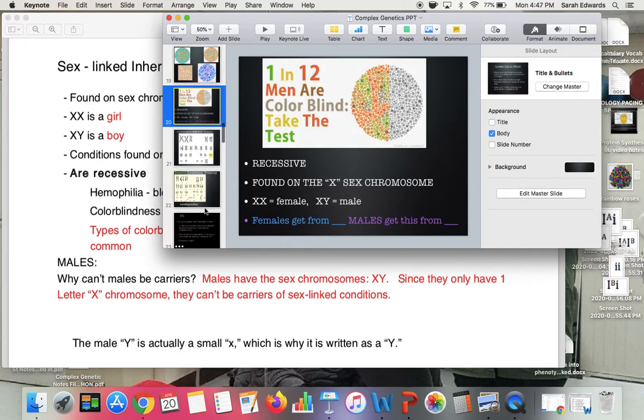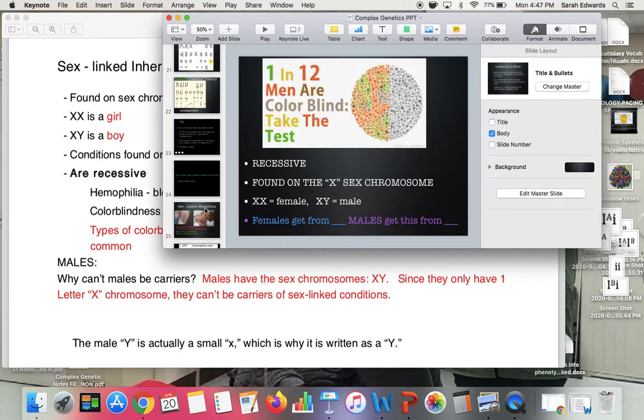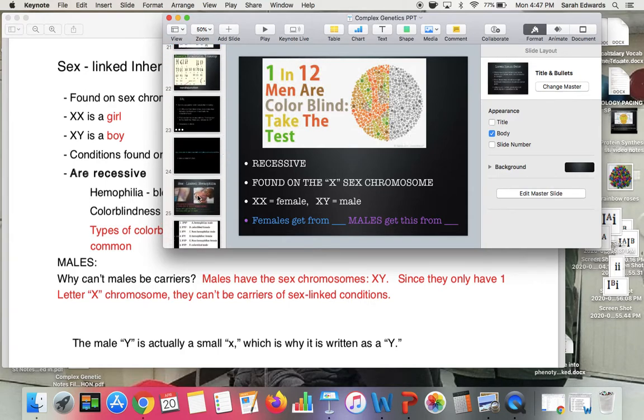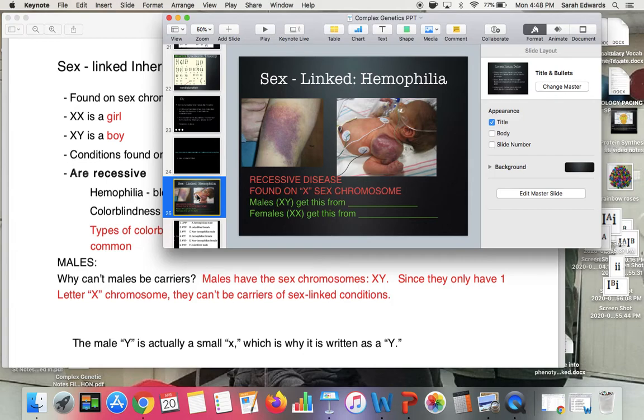So why does this really matter? Well, it matters a great deal. But before we get started on that, let's take a look at the other kind of sex-linked trait you have to know, and that is hemophilia.